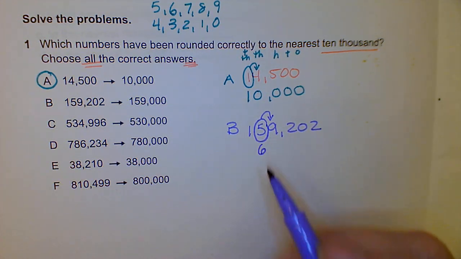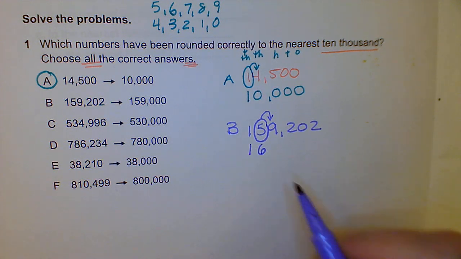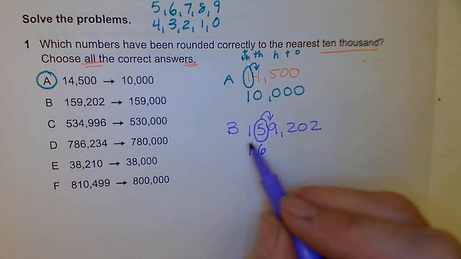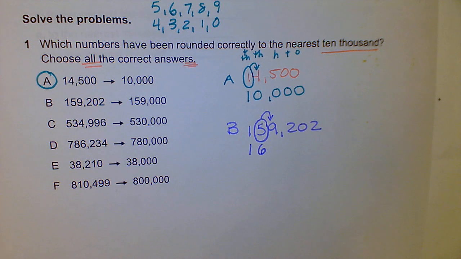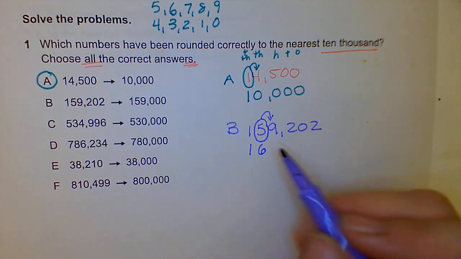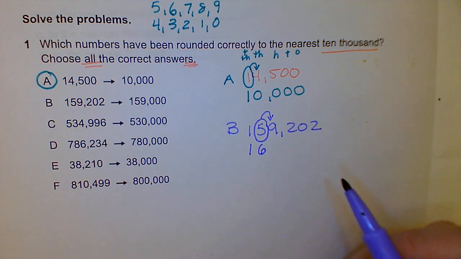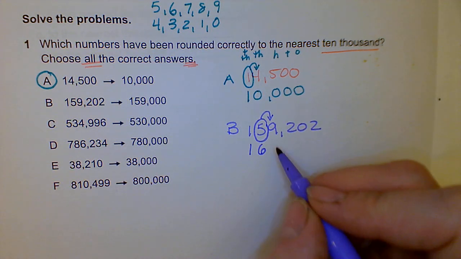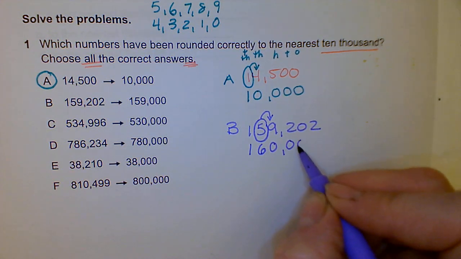Now, on the left, don't lose that 100,000. Remember what we always say, if you worked at a bank and you lost the numbers to the left, you would get fired. You'd get in a lot of trouble. We don't want that to happen. So don't lose that 100,000. It's still there. And all the numbers to the right are going to become zeros.